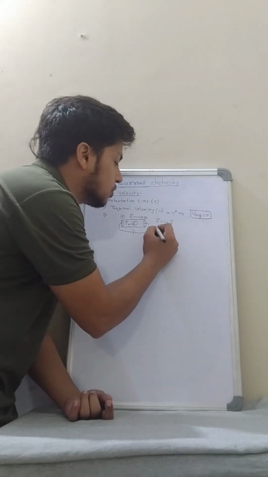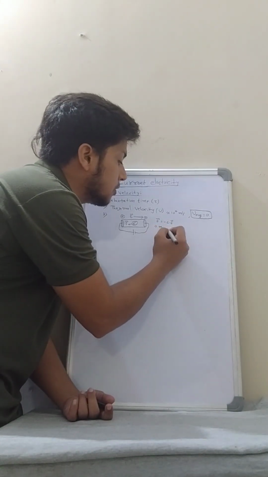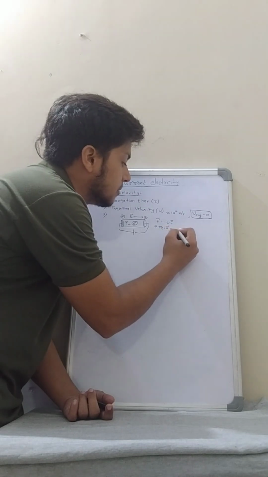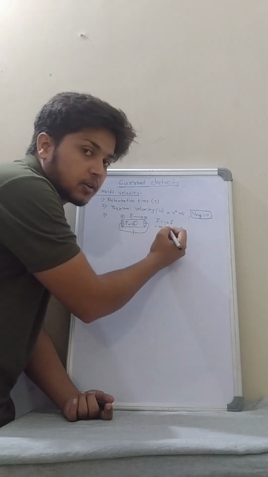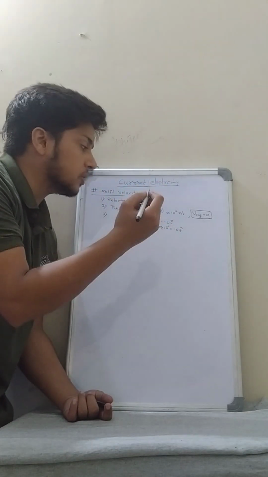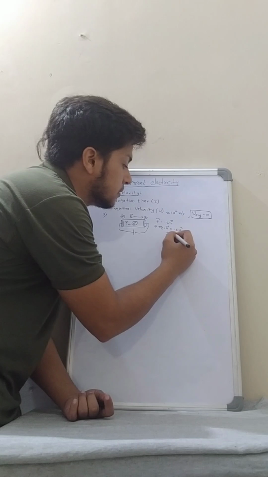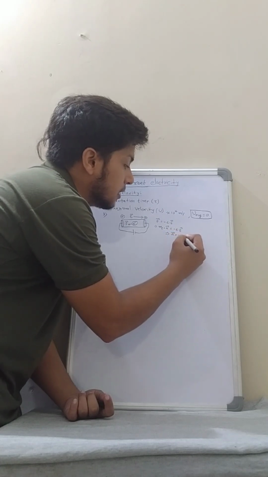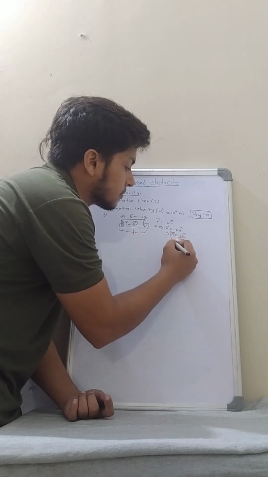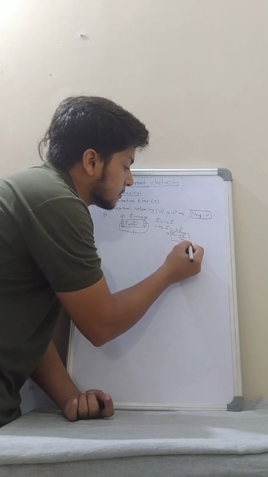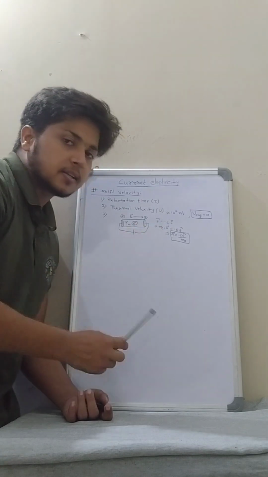You can also write force equals mass into acceleration. So mass of electron m_e into acceleration equals minus e into electric field, where e is the charge on the electron. You know, force equals charge on electron into electric field. So a equals minus e electric field upon m_e.